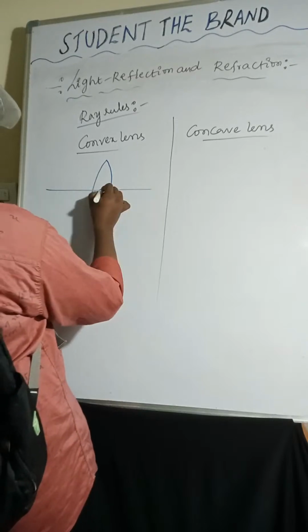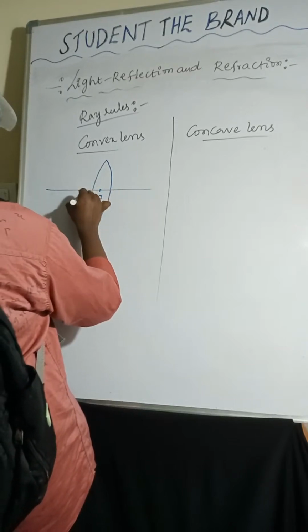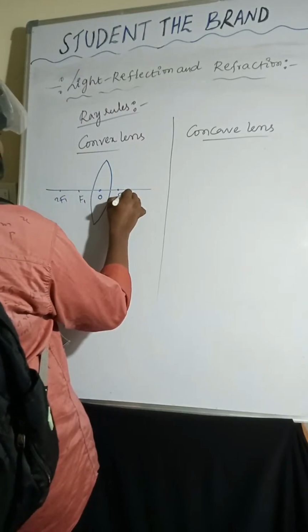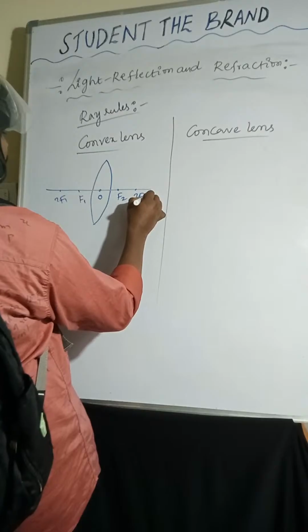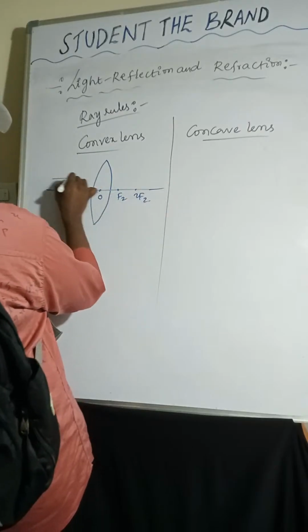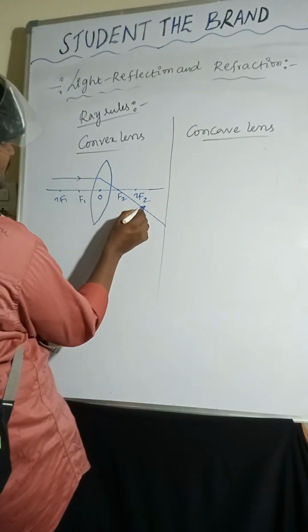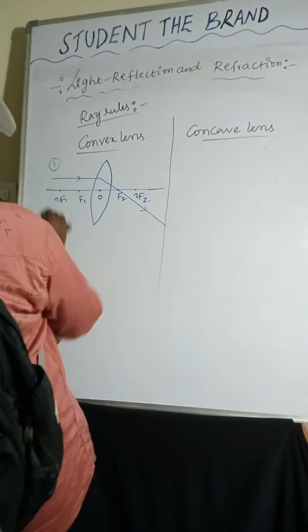So optic center, F1, 2F1, F2, 2F2. The light ray is passing, after refraction, it passes through focus. First one. Coming to the second one.